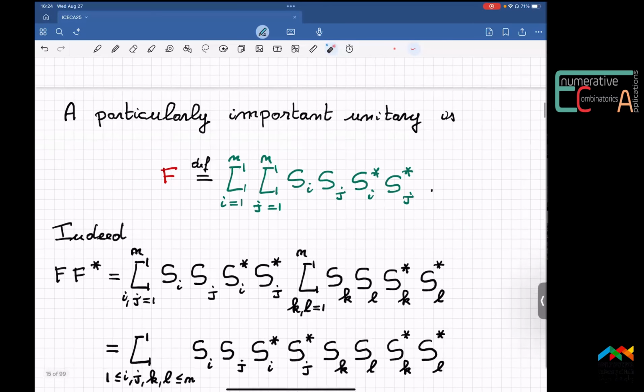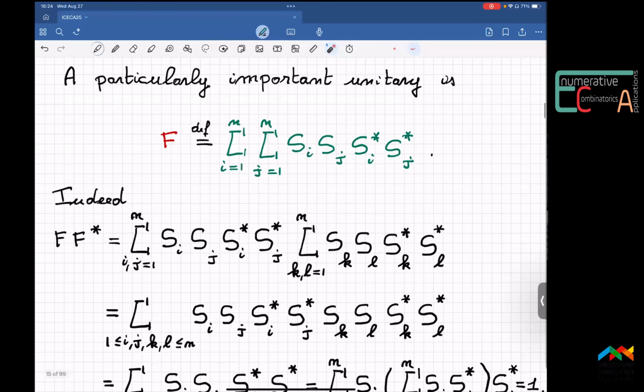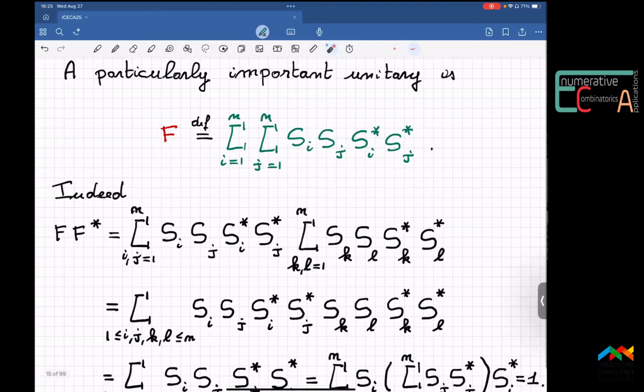A particularly important unitary is this F. It's the sum i from 1 to n, sum j from 1 to n, S_i S_j S_i star S_j star. And I won't really use it in the talk, at least not in a way that you would see. But I want to check with you that indeed this is a unitary, so that you see at least one computation in this Cuntz algebra and you get a feel for it.